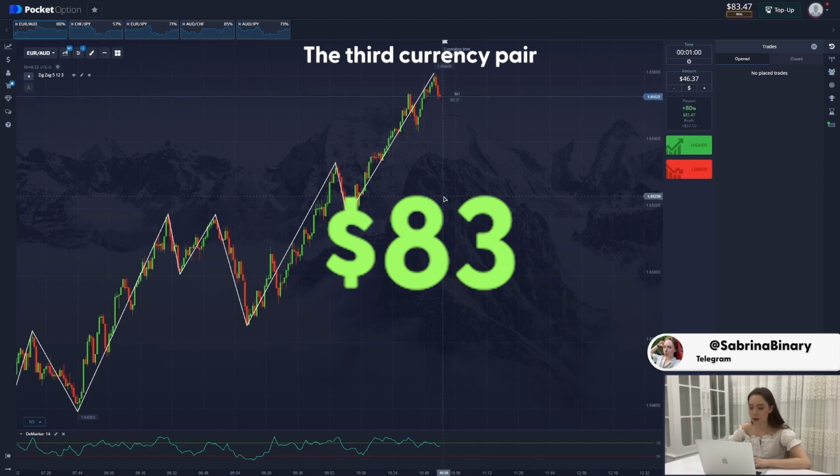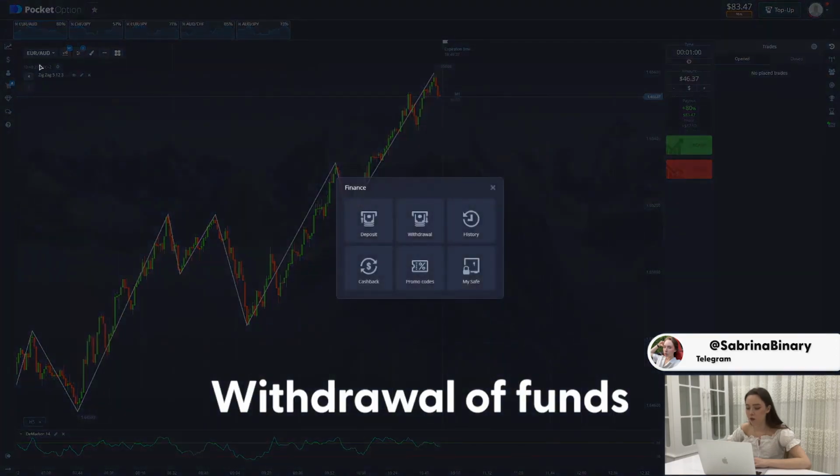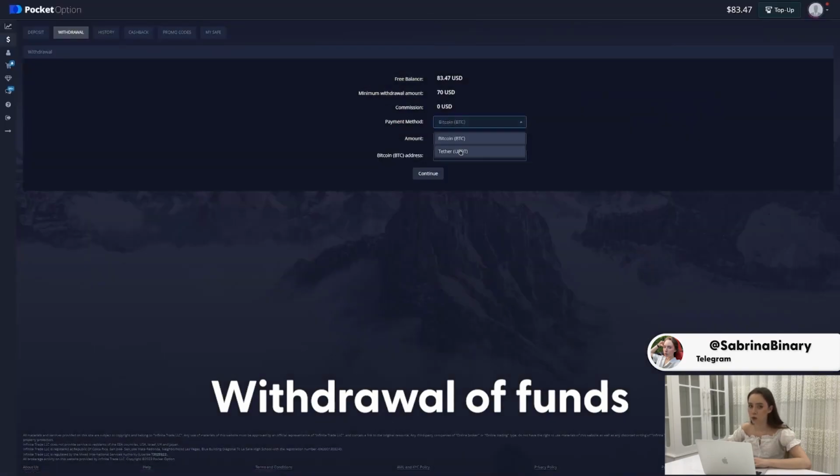$37.10, and the balance now is just $83.50. So trader, we have now managed to earn almost $100 from $5 in just a few minutes. Now let's withdraw our funds.